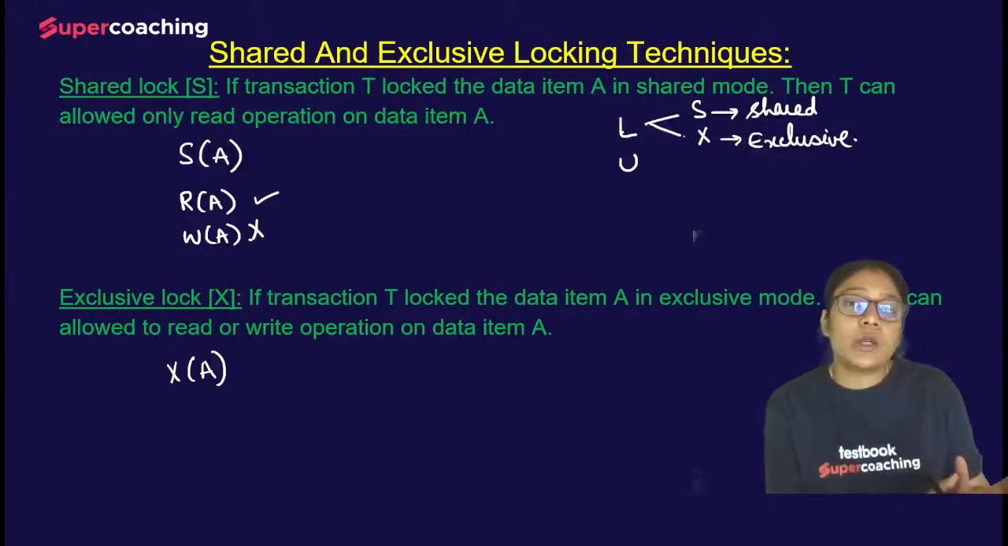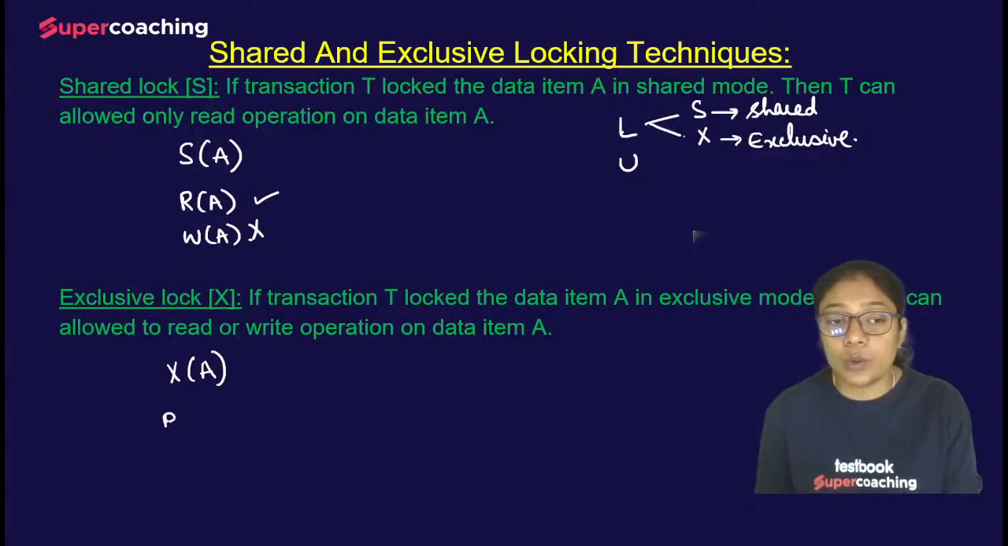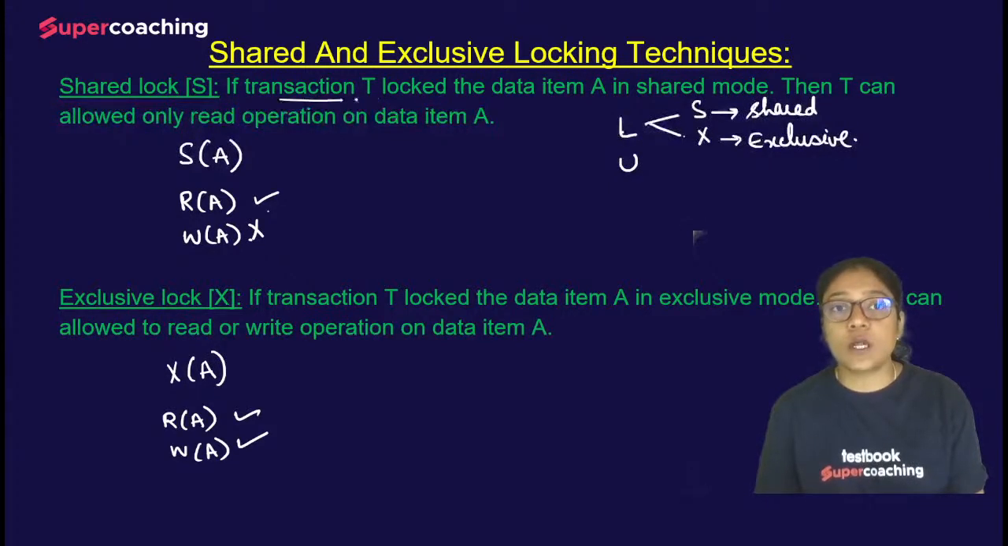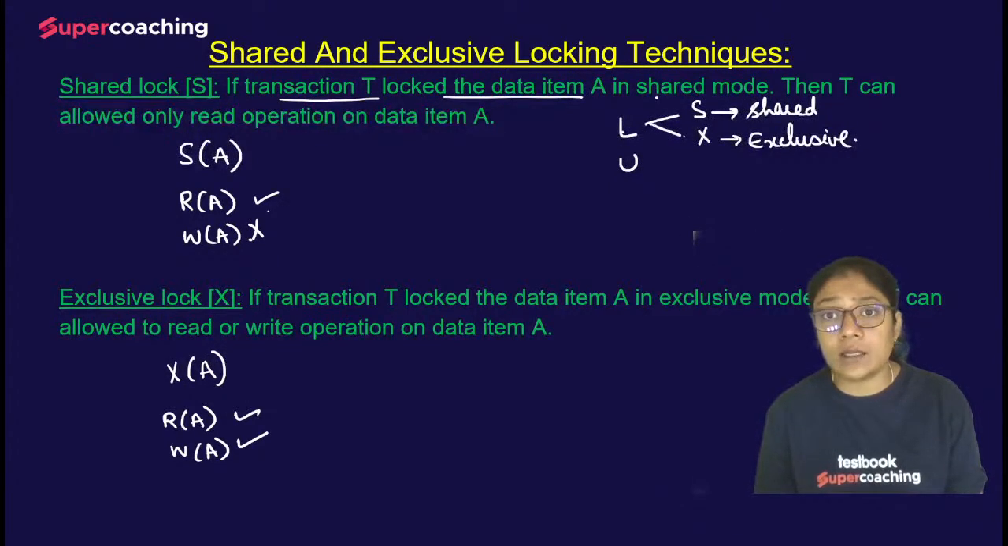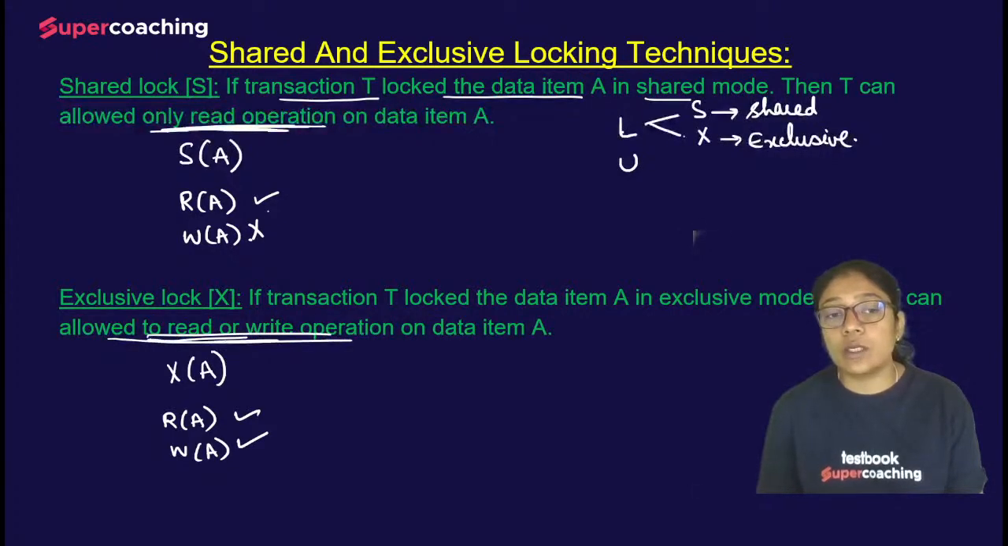Exclusively only that particular transaction can put a lock, right? So under the exclusive lock, both read and write operations are allowed, whereas under the shared mode, only the read operation is allowed. Okay? So shared lock: if transaction T locks the data item A in the shared mode, then T can be allowed to perform only the read operation on the data item A. Whereas if we have used the exclusive lock, then it is allowed to perform read or write operation on the data item A.